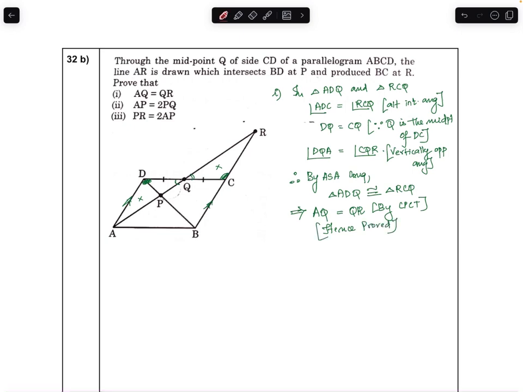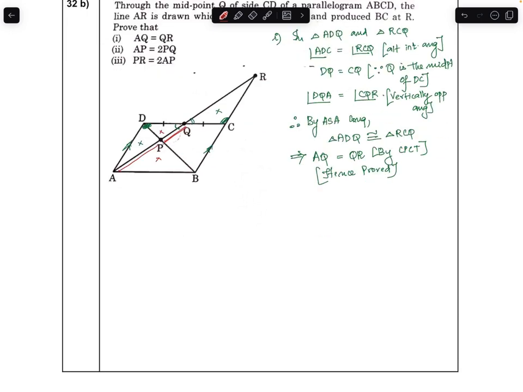The next subdivision is prove that AP is equal to 2 times PQ. For that, let's take these two triangles. In case we prove the similarity of these two triangles, then we can prove this statement. In triangle APB and triangle QPD, angle APB is equal to angle QPD. That is, these two angles, they are vertically opposite. The next equality is angle ABP is equal to angle QDP. These two are alternate interior angles since the side AB is parallel to CD and BD acts as a transversal.